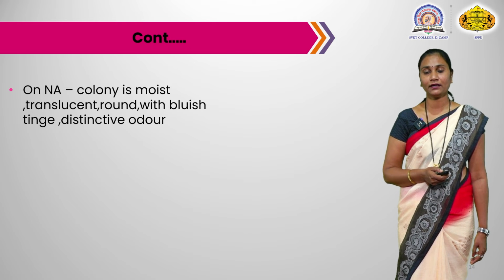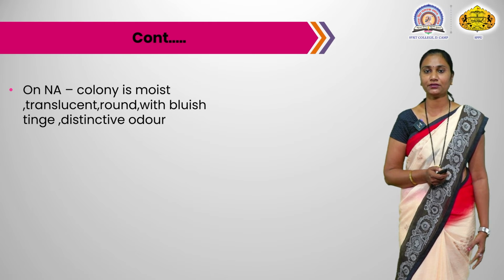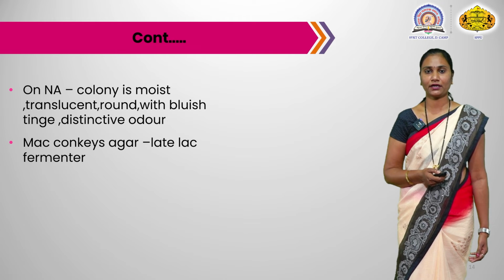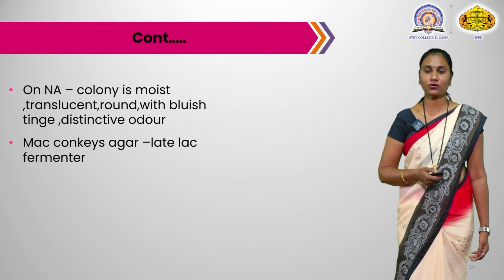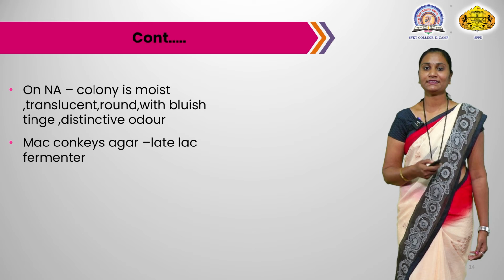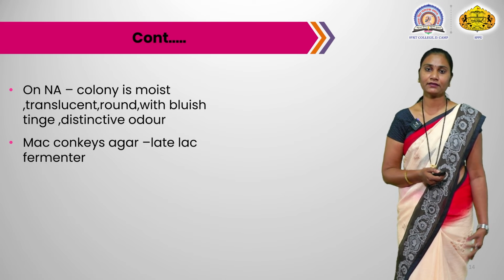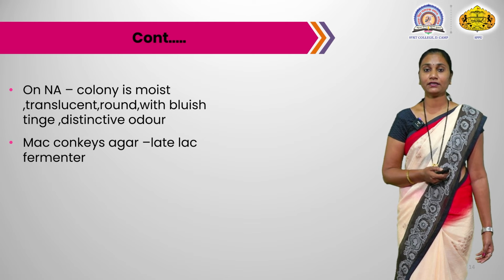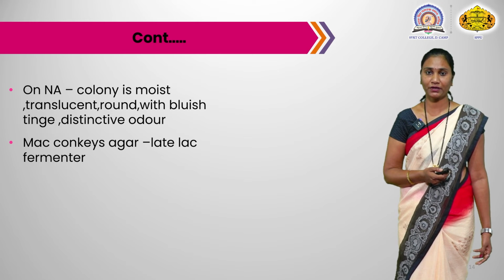So on nutrient agar, the organism produces a moist, translucent, round and bluish-tinged colony which has a distinctive odor. If we are going to cultivate this organism on MacConkey's agar, in some references it is given that the organism is lactose negative, or the organism doesn't produce pink colonies on MacConkey's agar.